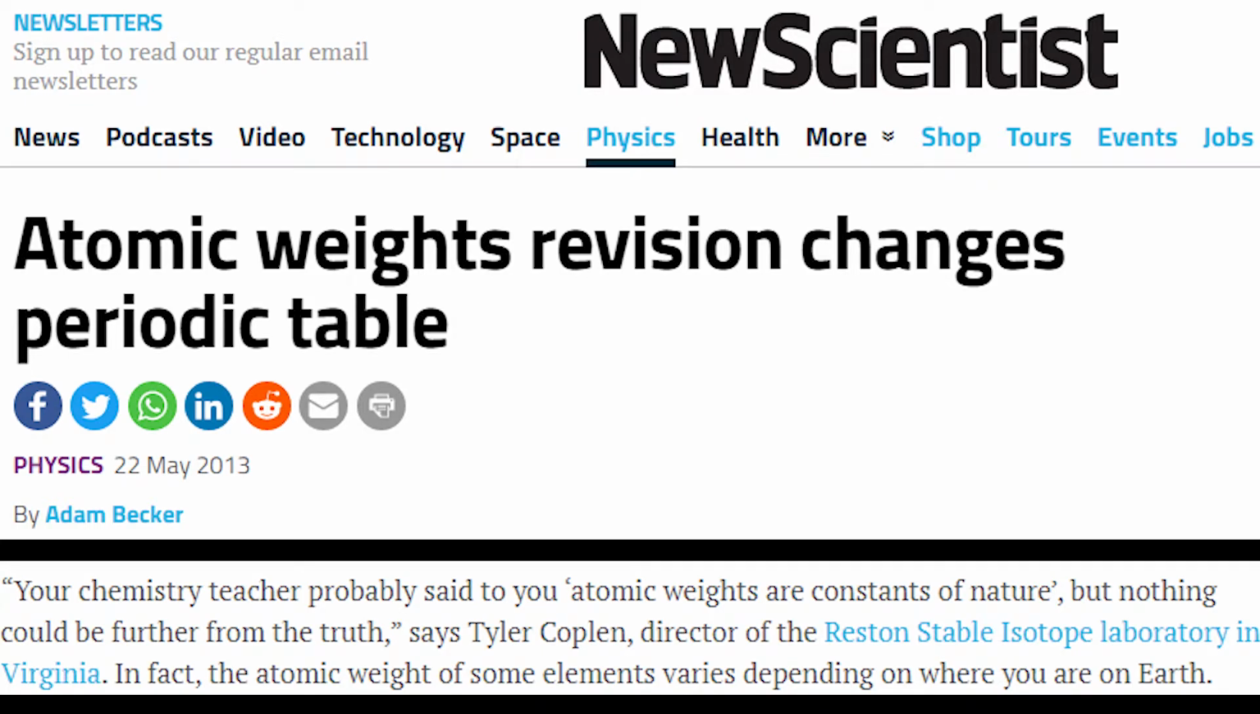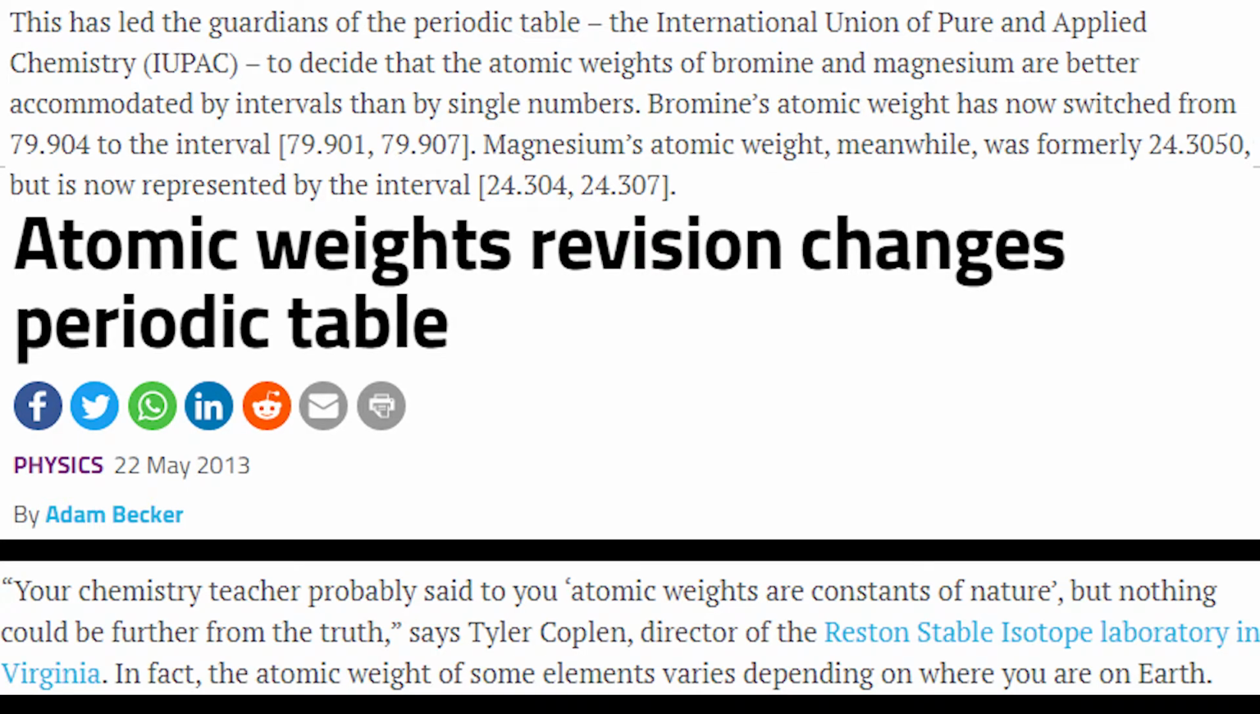One of the quotes from this particular article: your chemistry teacher probably told you atomic weights are constants of nature, but nothing could be further from the truth. Atomic weights vary depending on where you are on Earth, because the isotopic composition, those percent isotopes, vary depending on whether you're in the atmosphere or in the ocean or on the land, and even whether in the United States or Europe, and even whether you're talking about vegetables or other things.